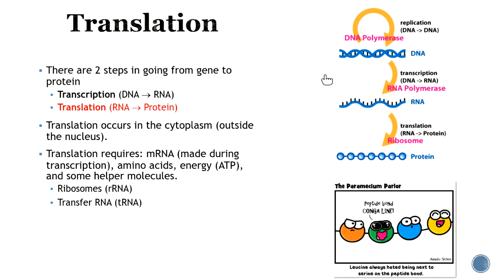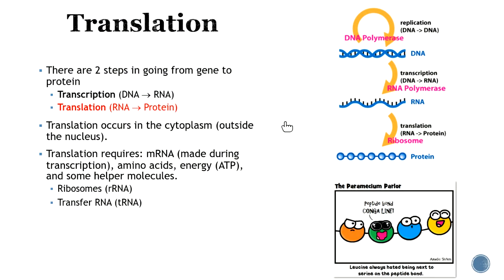So remember, transcription and replication had to happen in the nucleus because you're using the DNA as a template. Now the RNA, the messenger RNA, is able to leave the nucleus through one of those nuclear pores, and it's going to go to where it will find a ribosome. The ribosomes can be either free-floating or attached to the endoplasmic reticulum, the rough ER.